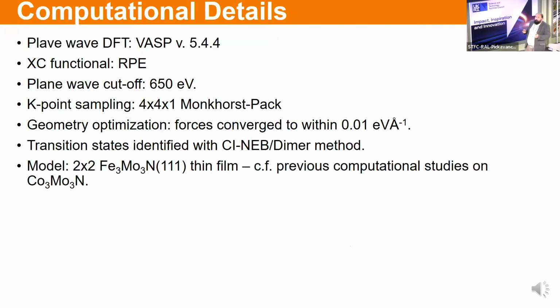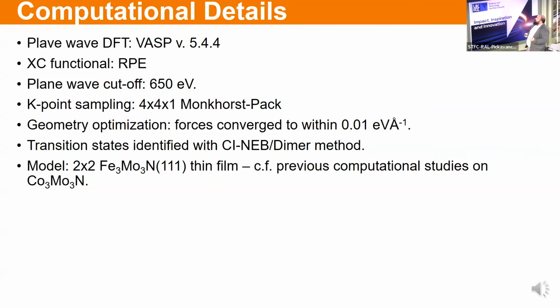We use a plane wave cutoff of 650 electron volts, with k-point sampling of 4x4x1. All of this is essentially the same as what we used for the previous work on the cobalt molybdenum nitride, so we get this direct comparison between these two systems. And our model is again the same as what Computational used for the cobalt molybdenum nitride system. We have a 2x2 supercell consisting of a thin film 1-1-1 surface. It's a nitrogen-rich termination of the 1-1-1 surface for the iron molybdenum nitride, and that enables us to model those surface processes.